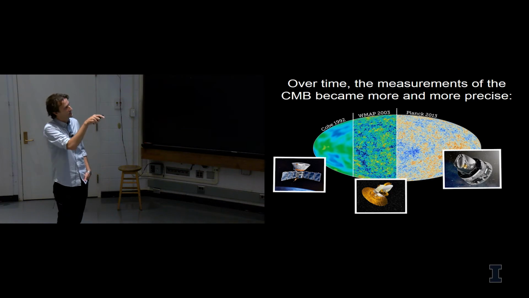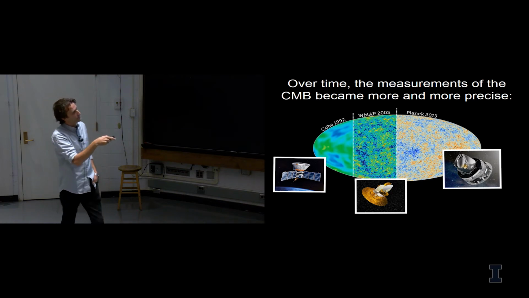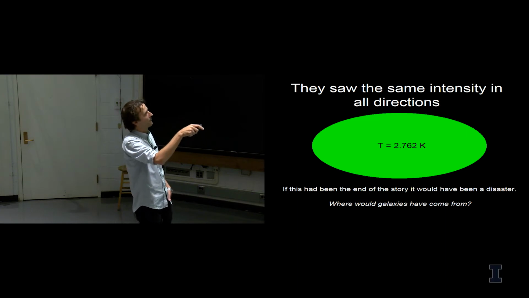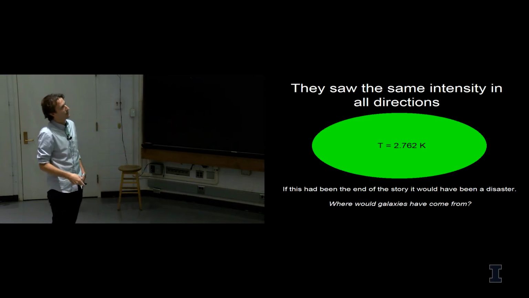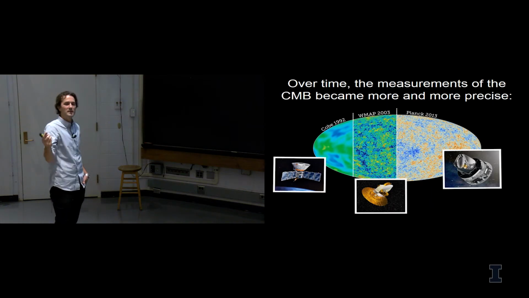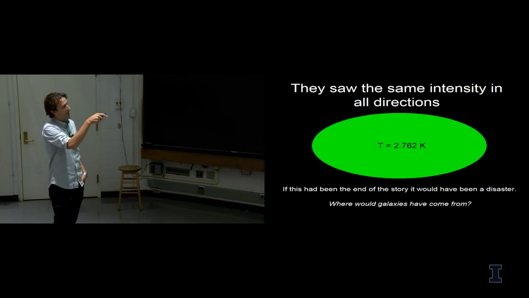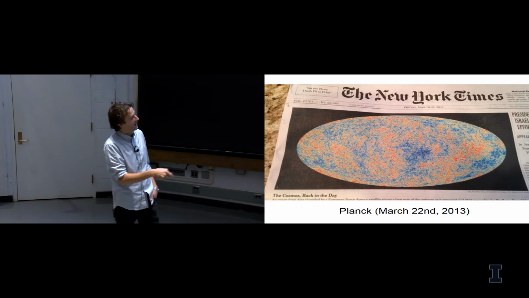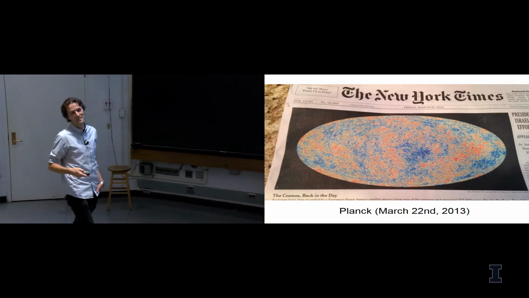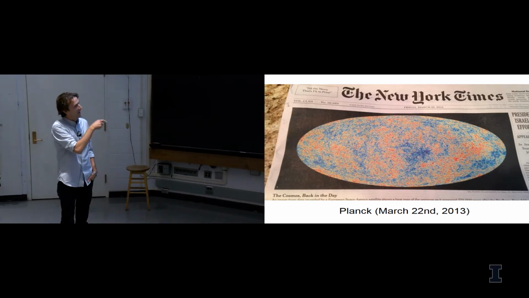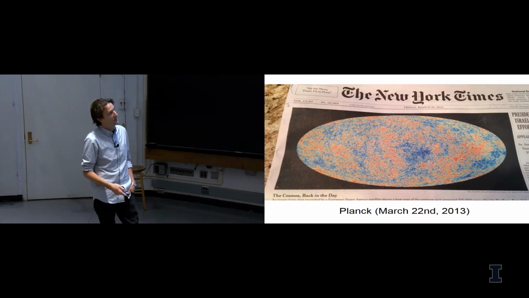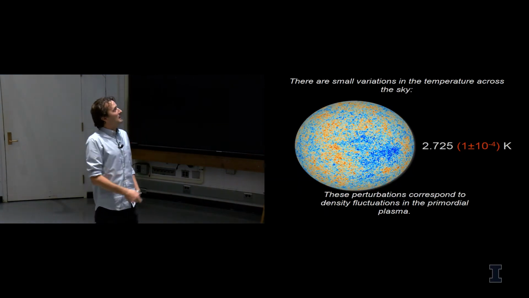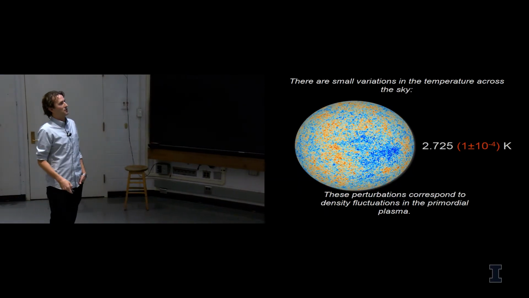So this is a plot of what's been done: they've subtracted out this 2.762 Kelvin, the so-called monopole, and what's been plotted here is the deviations away from this average temperature. Again, every time we make a new measurement, the New York Times puts it on the front page. This was the one for the first Planck release, March 22nd, 2013, about 5 years ago today. So there are small variations in this temperature across the sky.